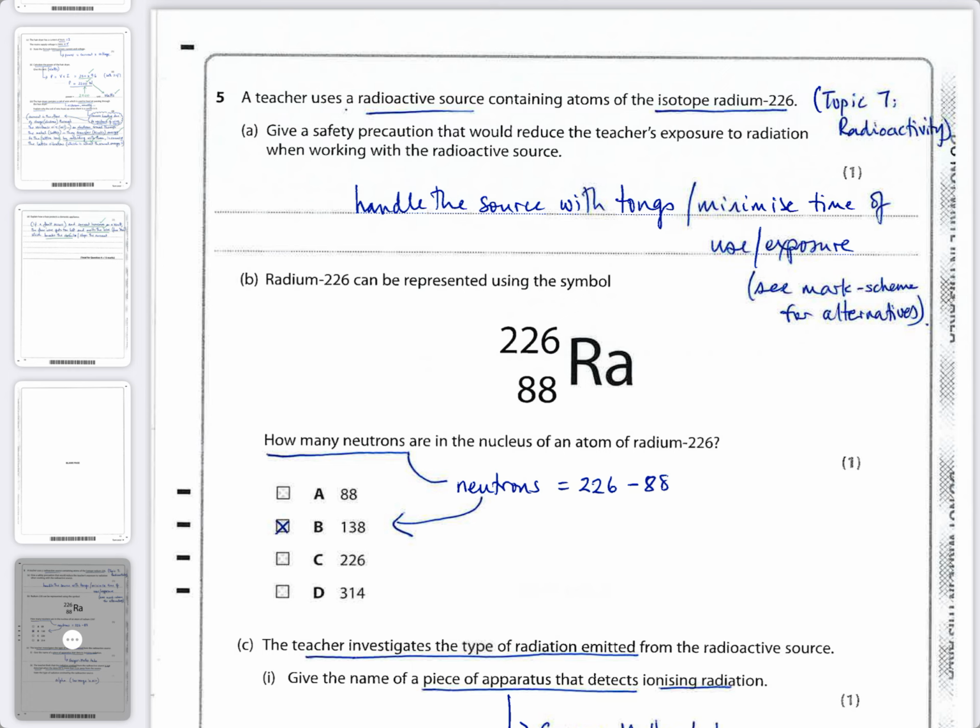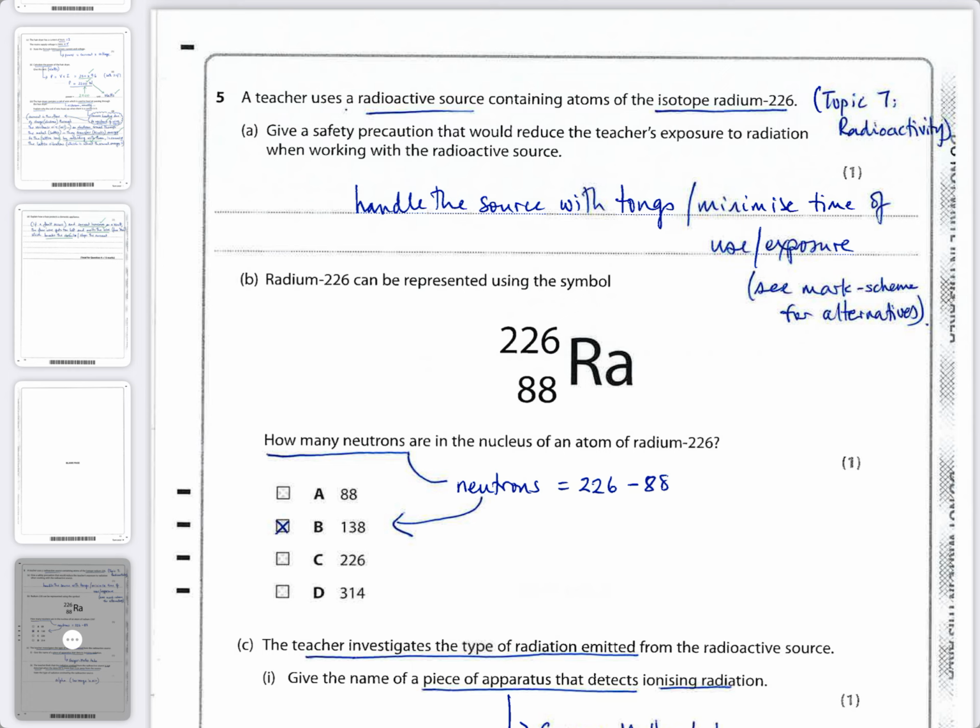So, a teacher uses a radioactive source which contains atoms of an isotope of radium, this isotope radium-226. Give a safety precaution that would reduce the teacher's exposure. So that means the total amount of radiation that could be affecting the teacher when working with a radioactive source.